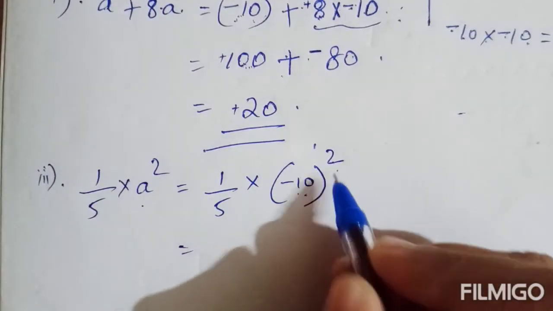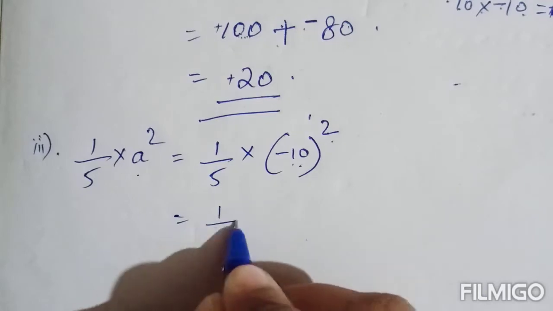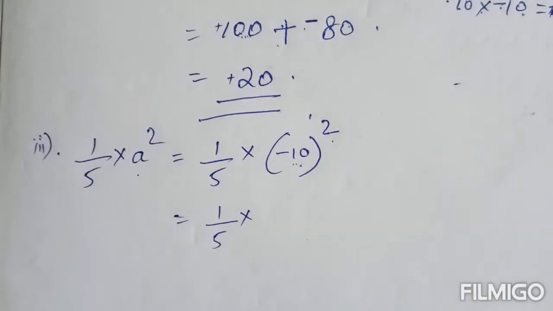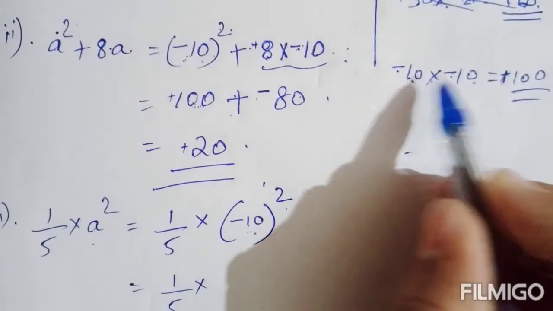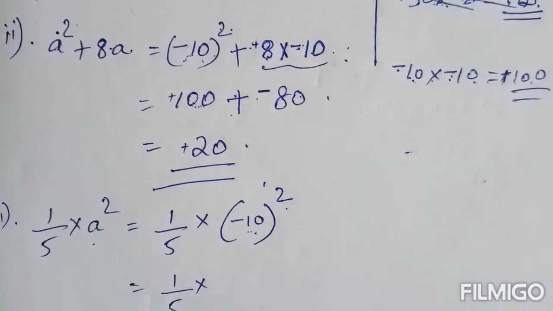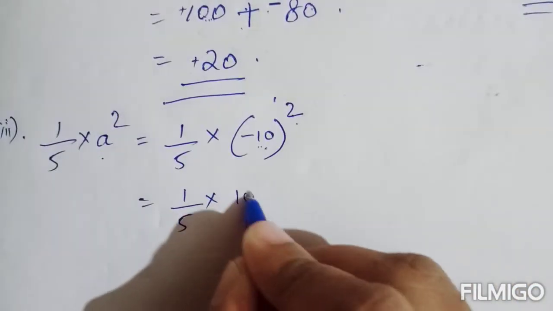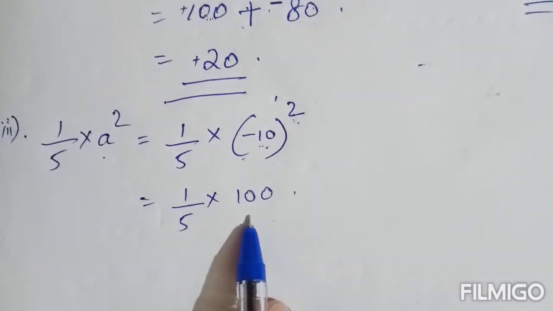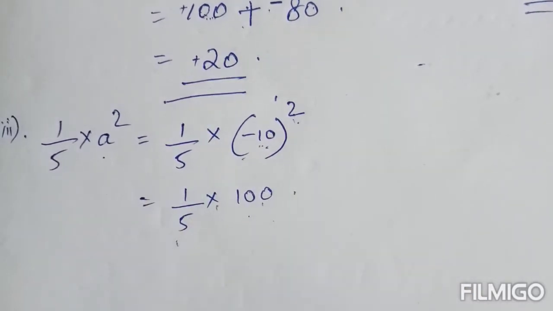Now first let us find the square. 1 by 5 into minus 10 whole square. We find here minus 10 into minus 10, it is positive 100. Minus 10 whole square is 100. 1 by 5 into 100.